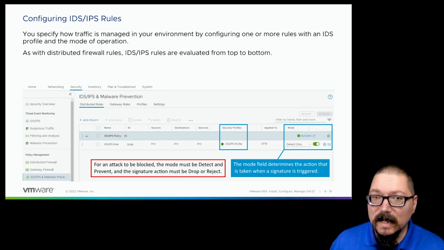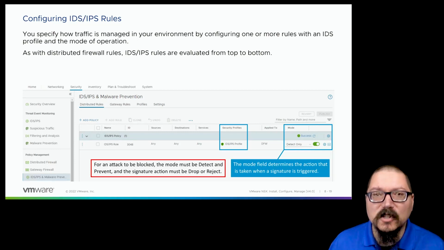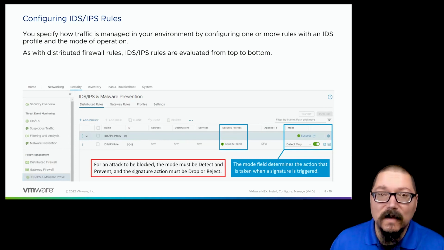Notice we've got this highlighted in red. We don't use red very often. It's probably worth noting, I said this earlier, we'll say it again. If my action in my signature is set to alert, there's no action we're going to take at the firewall. We're not going to drop, we're not going to reject the packet. The action on the signature has to be drop or reject in order for the prevent mode to do anything more than alert.